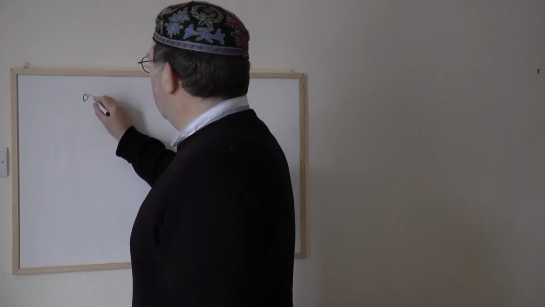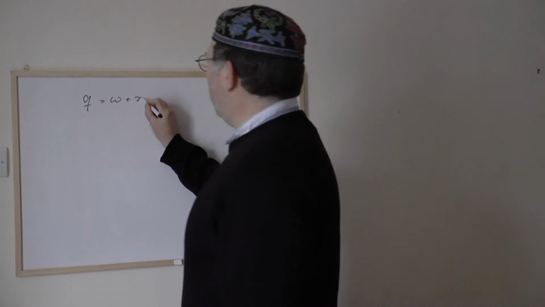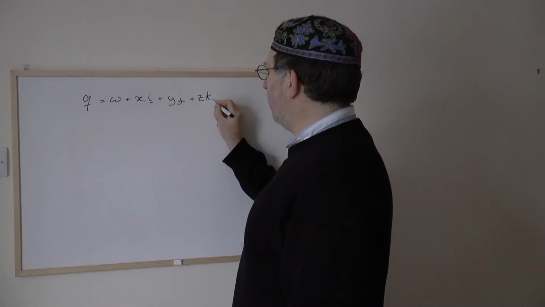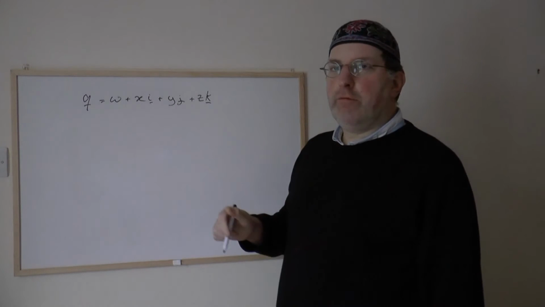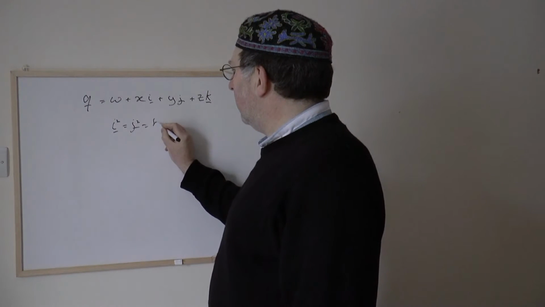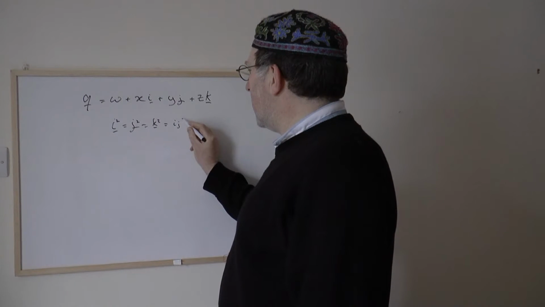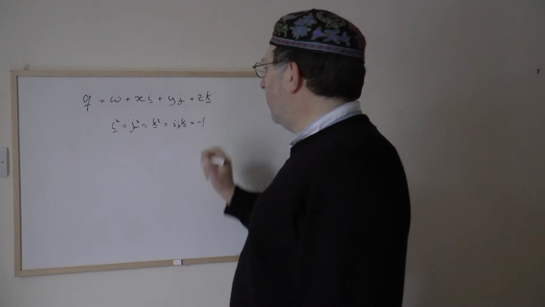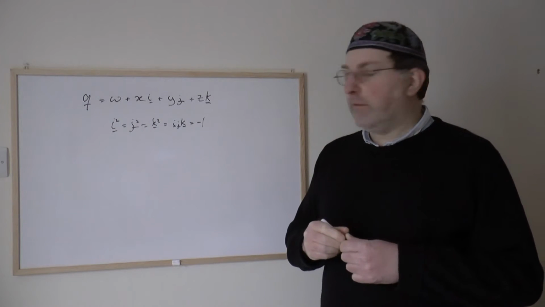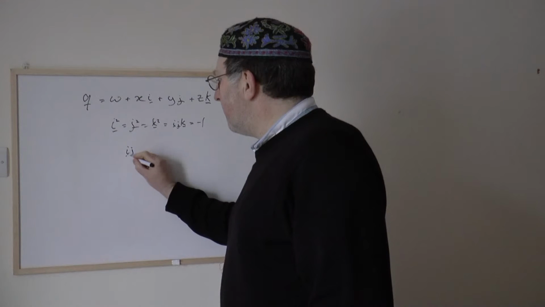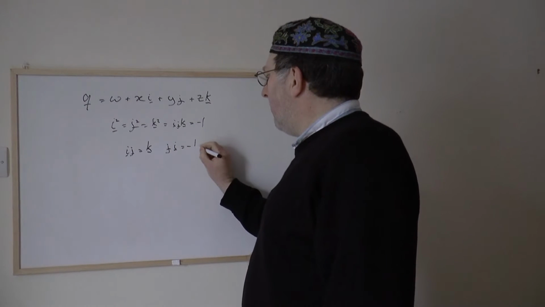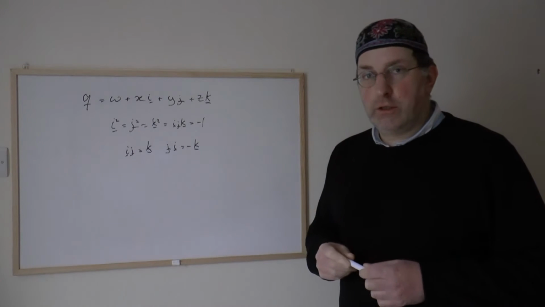A quaternion has the form Q equals W plus Xi plus Yj plus Zk, where i, j and k are different square roots of -1, such that i squared equals j squared equals k squared equals ijk equals -1. This rule has the implication that quaternion multiplication is non-commutative, so that, for example, ij equals k, but ji equals minus k. The order of multiplication matters.